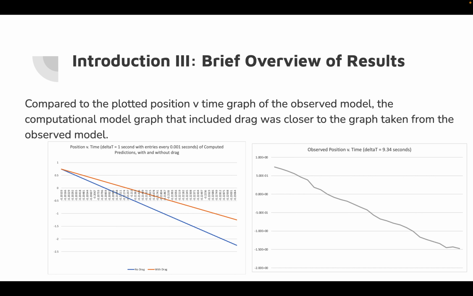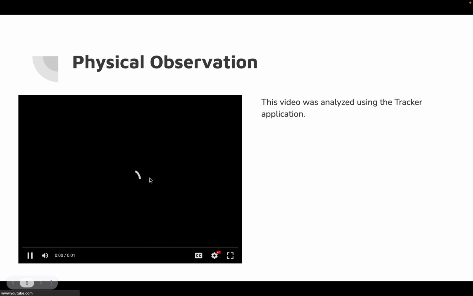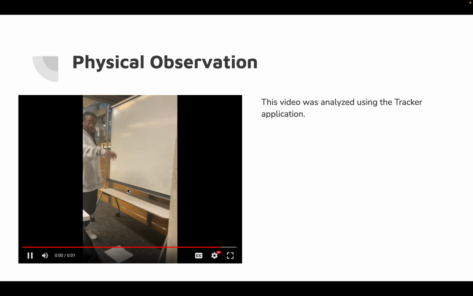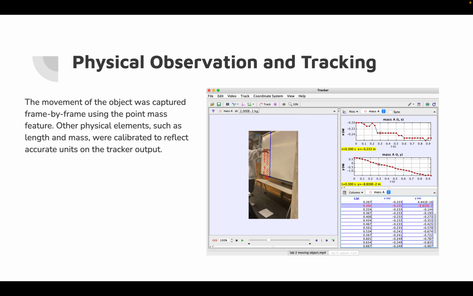So a brief overview of the results is that compared to the plotted position versus time graph of the observed model, the computational model that included drag was closer to the graph taken from the observed model. And this is the video used. It's just my friend dropping a small plastic lid that's light enough to catch some drag.